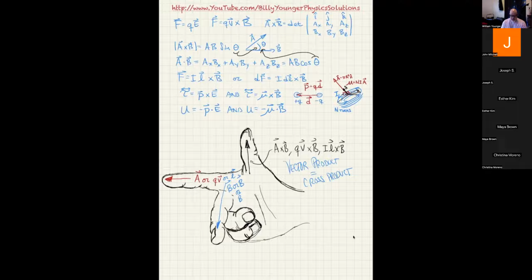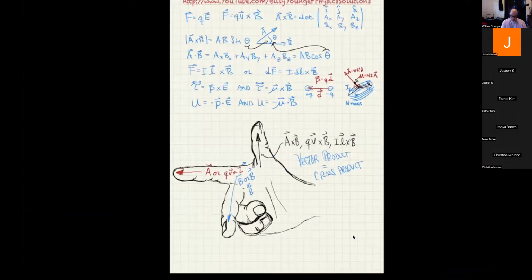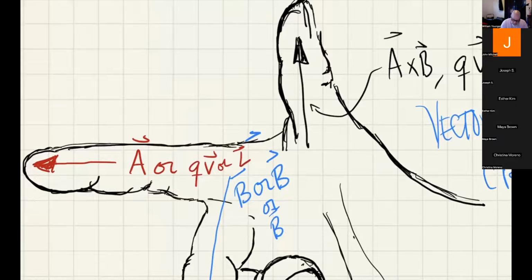Notice that I drew a vector A pointing along the index finger, and I said this is A. I also said this is QV, and later on I wrote goofily that it's also, whoa, I did not expect that to happen. It's also L. Okay, so for instance, in that equation, IL cross B, it's also L, and let me go ahead and at least make it the consistent L. So I'll say it's like that.